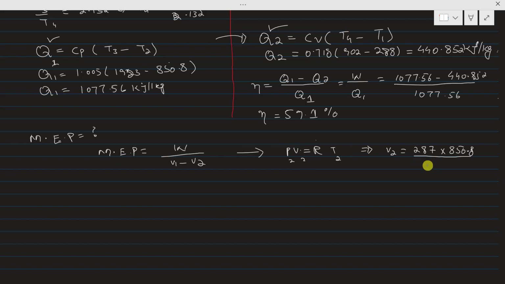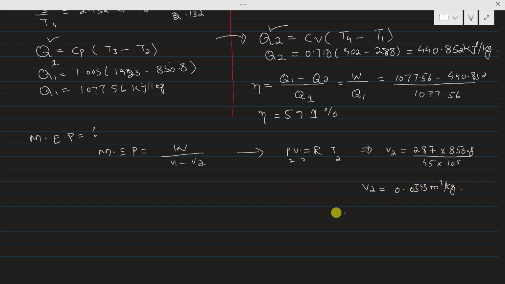Divided by P2. What is P2? That is the maximum pressure, that is 45 bar. So to convert bar into Newton per meter square, just multiply that with 10 to the power 5. So this 10 to the power 5 is used with the pressure because of the unit conversion. After doing simplification, you will find the V2 value, that is 0.0543 meter cube per kg.